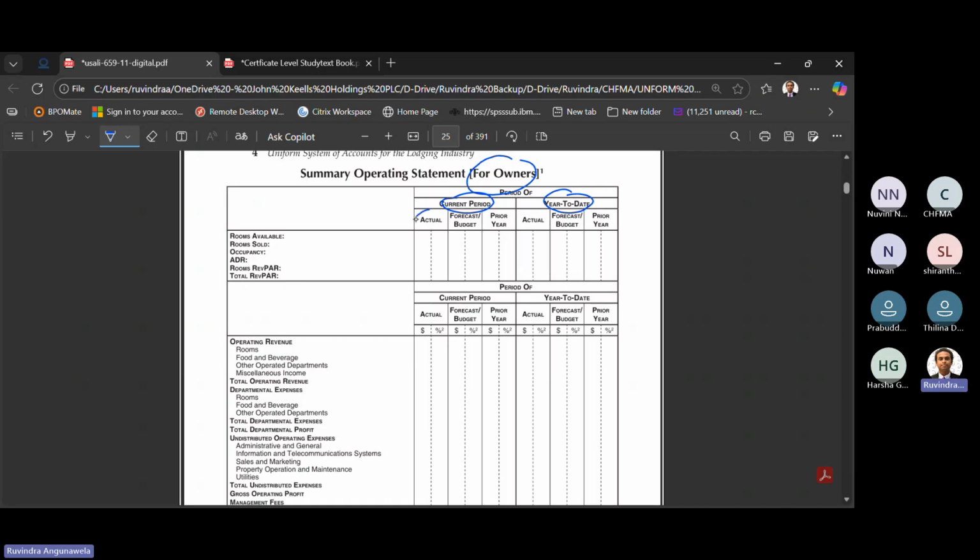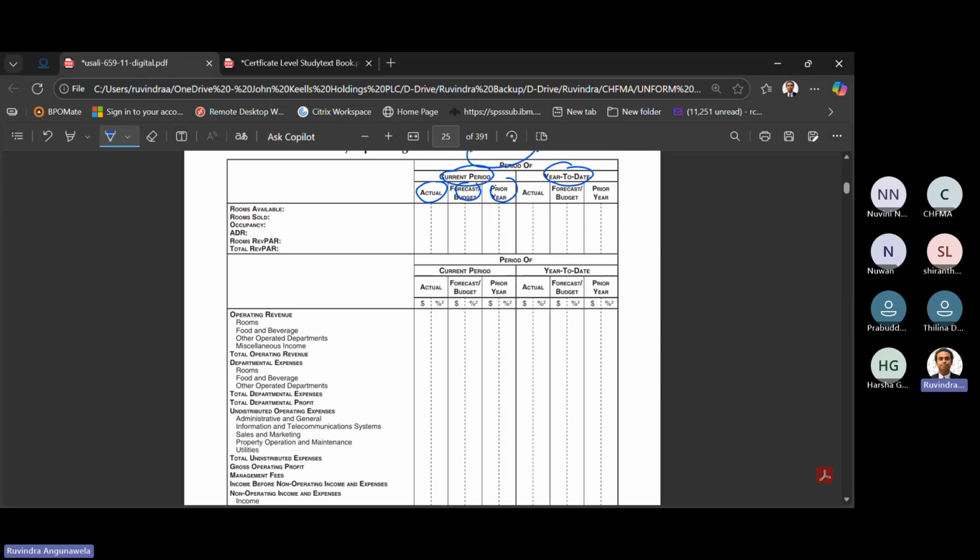Then we have the actual results, the forecast or the budget, and the prior year. We always have a comparator, right? So last time when we looked at the statement, we had the actual and the prior year actual, right? So now we have an additional column, the budget. What is the annual plan or the budget? So we make comparisons against the budget or the last year. So that is why it's here, right? As we go on, we will look at this further, so don't worry too much.